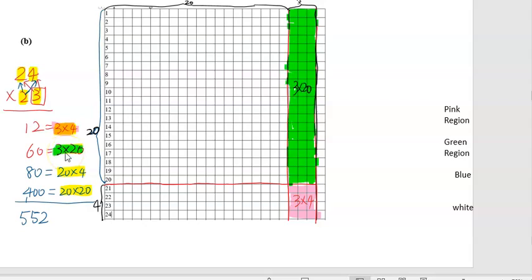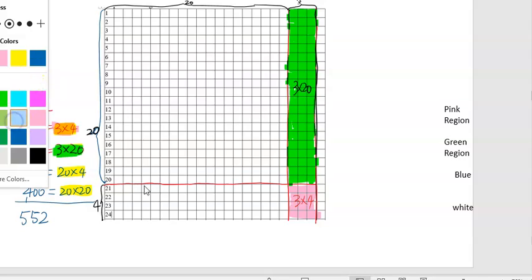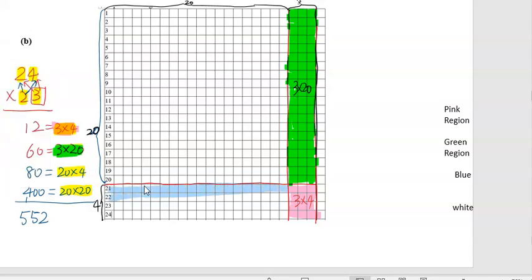So the green region corresponds to the second step, 3 times 20. And next, we have 20 times 4, and notice that is this region here. So I'm going to use a different color here, blue. This region demonstrates the third operation we did, which is 20 times 4, 20 columns, 4 rows.